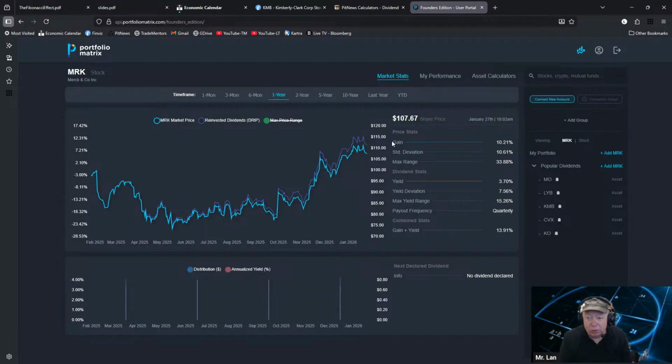So our most important number for us is the gain and the yield. So this one had a gain of 10%. So last year, Merck went up 10%, and it gave a dividend of 3.7% for a 13.91% return. Almost 14% return. We're going to double our money, if we could maintain that, in less than 7 years, right? We could do the math, but you know that 10% is 7 years. So 13.9 is less than 7 years. Okay, so let's add Merck to our portfolio.